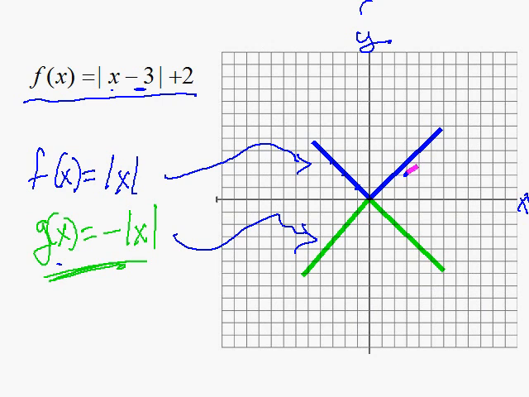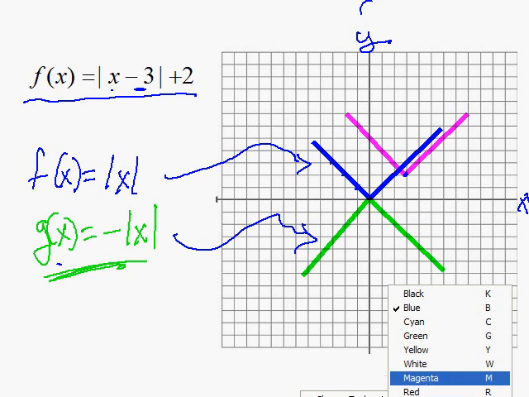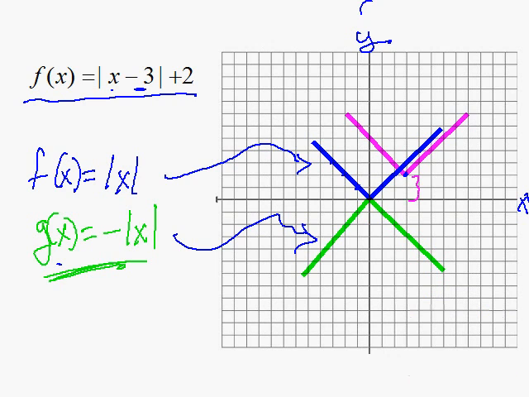Okay, so here you go. And so this distance is the 2, which came from here. The fact that it moved 3 in this direction came from there. And that's it.